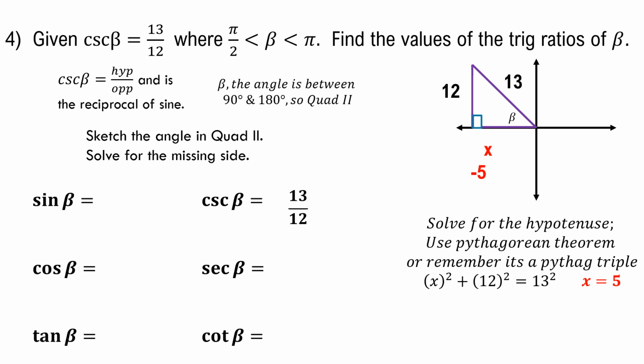Again, given cosecant of beta is 13 over 12, therefore its reciprocal sine would be 12 over 13. You could have already done that one. Cosine is going to be adjacent over hypotenuse, so that would be negative 5 over 13. Its reciprocal secant will be the hypotenuse over the adjacent, negative 13 over 5. Tangent is the opposite over the adjacent, so negative 12 fifths. And cotangent is the adjacent over the opposite, so that would be negative 5 twelfths.